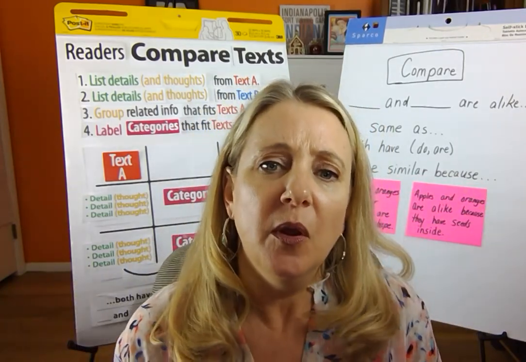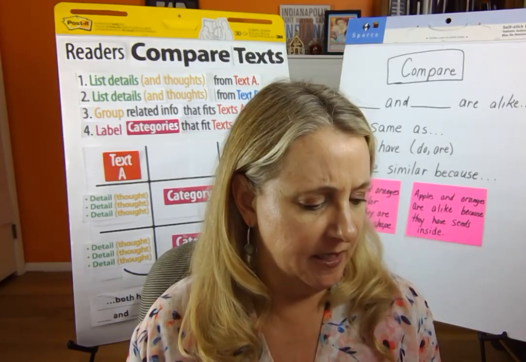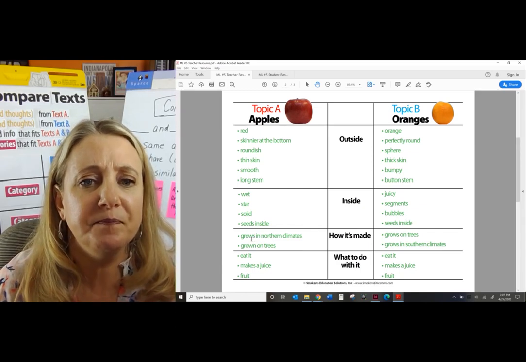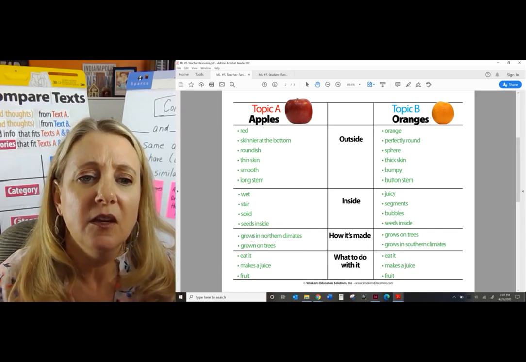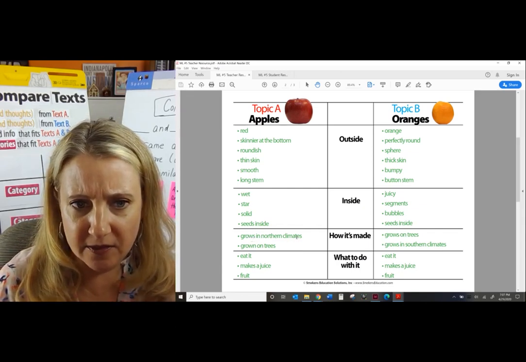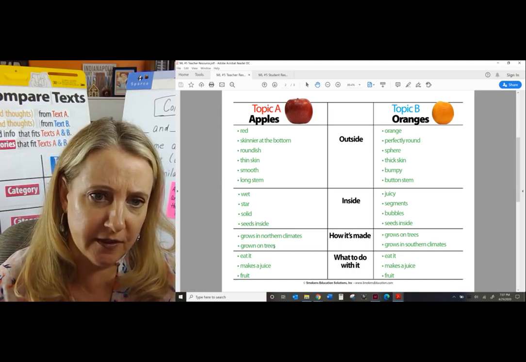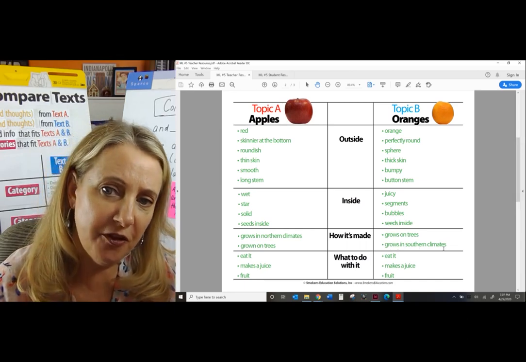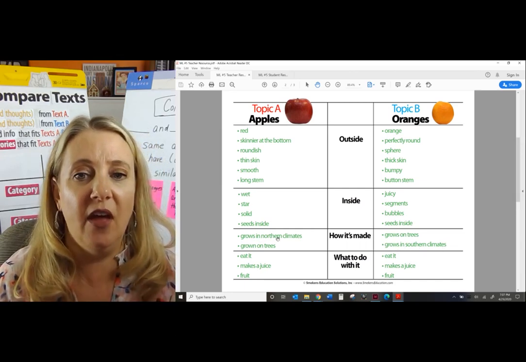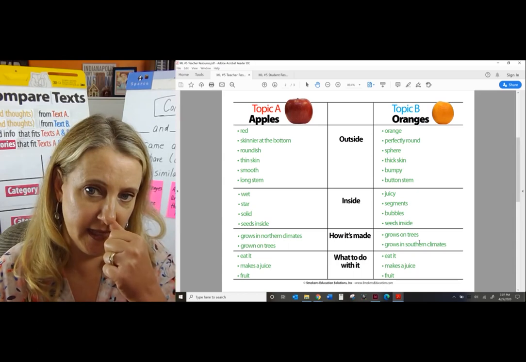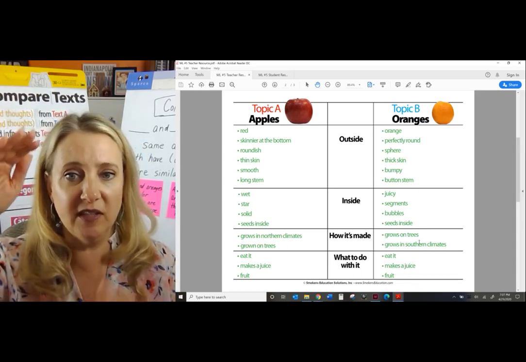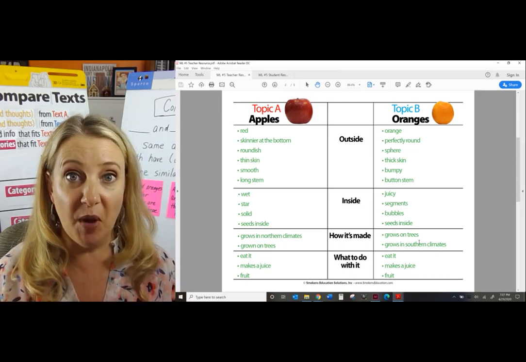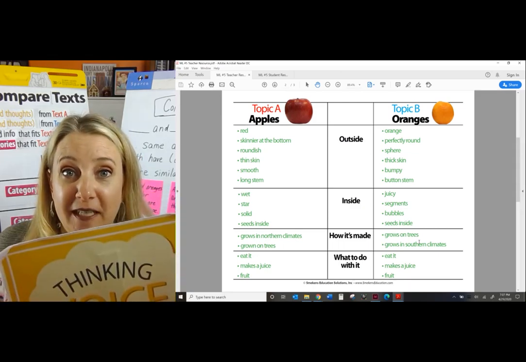Okay, so let's look at another one here. Let's look at a few more. Grows in northern climates, grows on trees. Grows on trees, grows in southern climates. Okay, so that's kind of going across then, one's in the north and one's in the south, but they both do what? They both grow on trees.